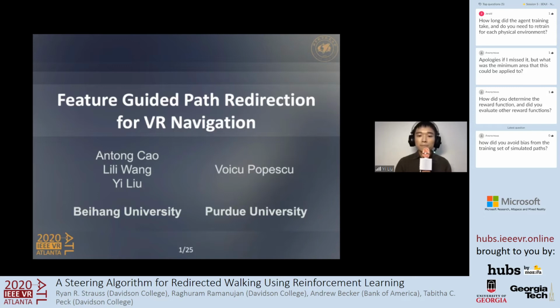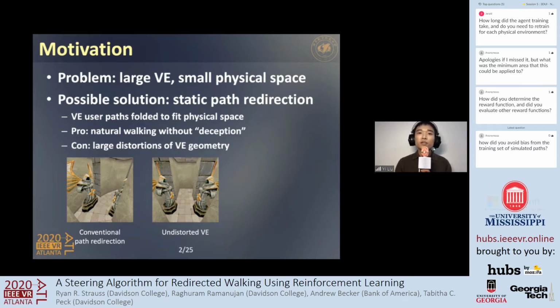Path redirection for virtual reality navigation allows the user to explore a larger virtual environment where the VR application is hosted in a limited physical space. Static path redirection methods deform the workable part of the VE to fit the physical space. However, this could result in large distortions of the VE. Here, the conventional static path redirection method distorts the shelves and hides the red shelves from the user.